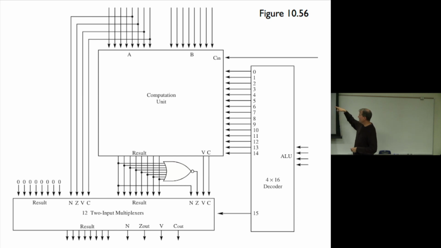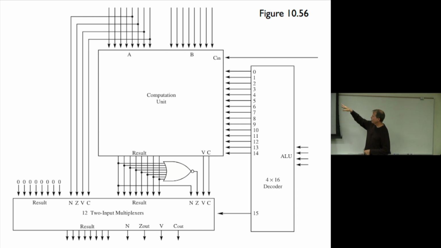Okay. So the first 15 of those lines go into the computation unit, and the 16th line, which is number 15, goes into these 12 2-input multiplexers. And we resolved the little question, and we did say that it was indeed, this bottom box is indeed 12 2-input multiplexers as opposed to, what did we say, 10. Wait, is that the one where we had the little confusion? Oh no, that was a different one. Sorry. Yeah, these are 12 2-input multiplexers.